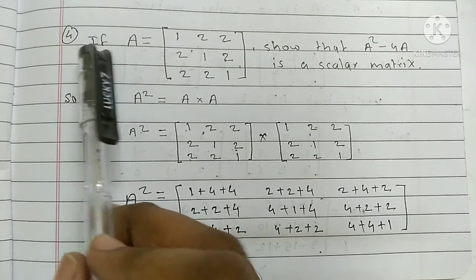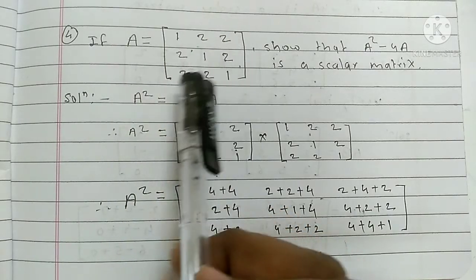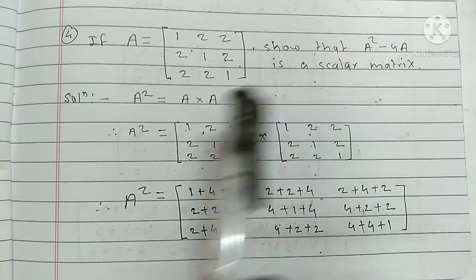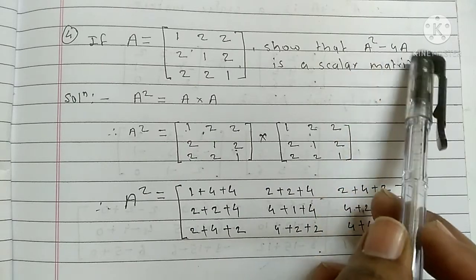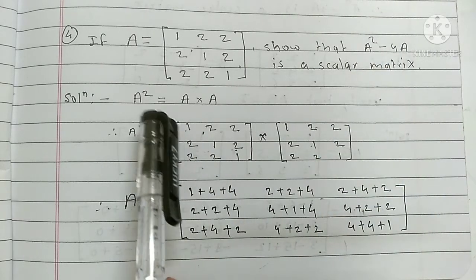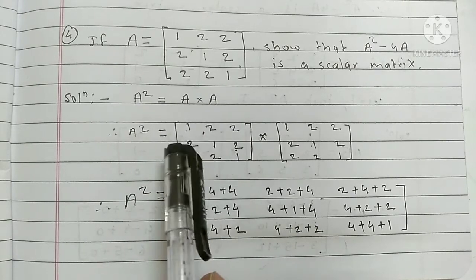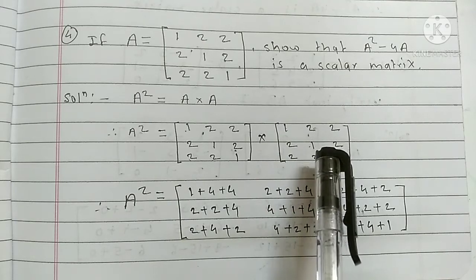Now next is, if A is equal to 1, 2, 2, 2, 1, 2, 2, 2, 1, show that A square minus 4A is a scalar matrix. Here we will first find A square, then A square minus 4A. So first let us find A square. So A square is equal to A into A. So this is matrix A into matrix A.